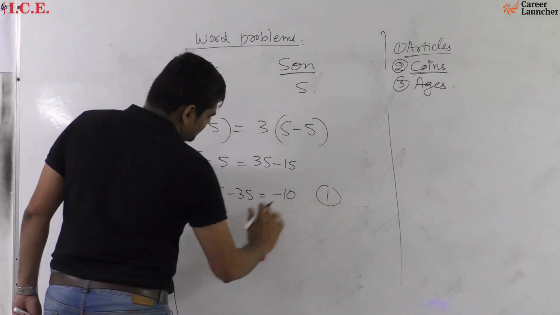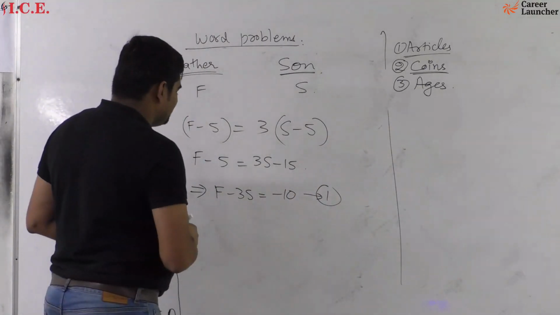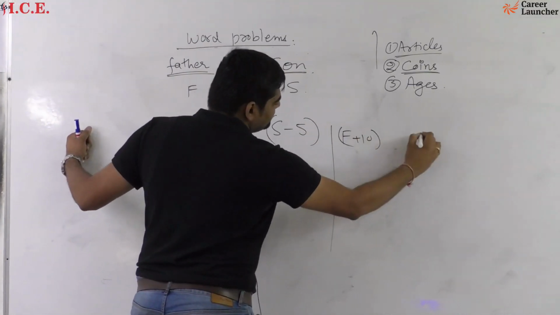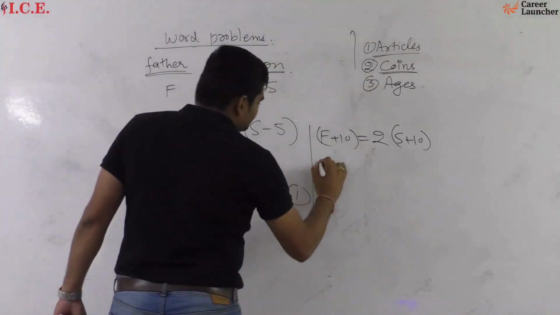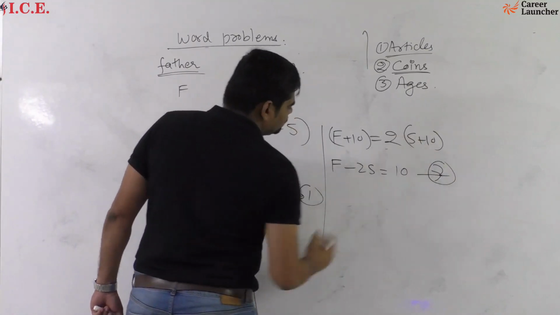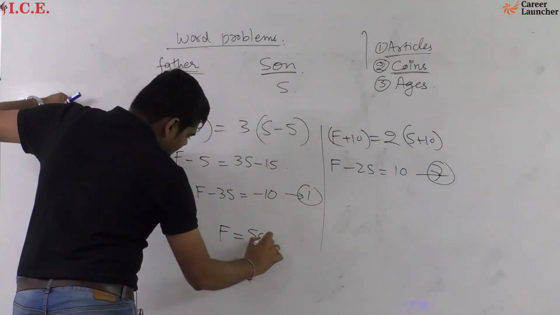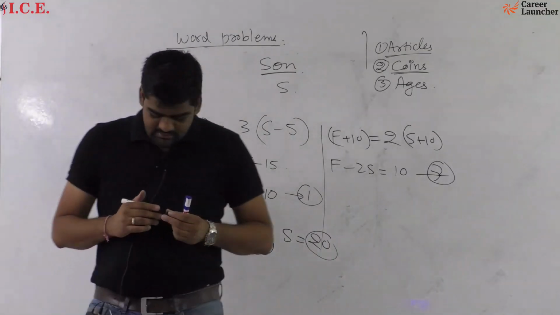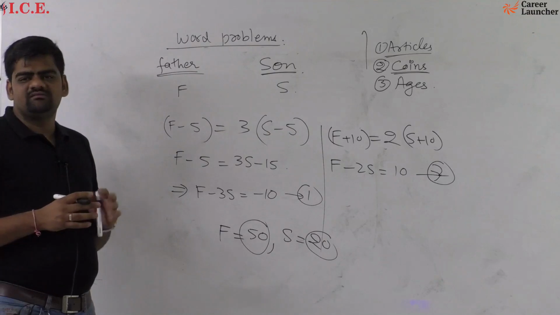Let us say this is my equation number 1. And similarly, you can have one more equation, which says 10 years from now, father will be f plus 10, son will be s plus 10, and the father will be twice. If you simplify this, f minus 2s is equal to 10. This is equation number 2. Simplifying these two, you will get the values of f and s. What are the values? Father is 50, son is 20. Clear? Simple questions, right? There can be many twists and turns, but I'm not getting into the deep part of it.